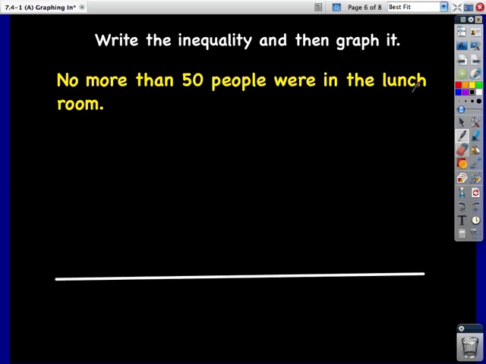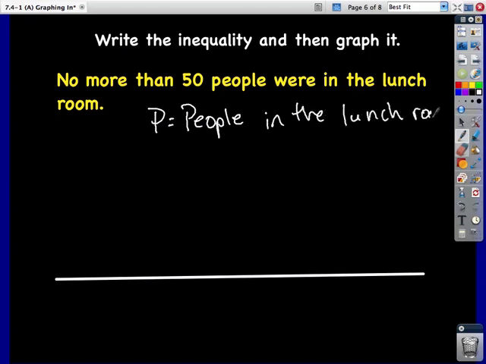Okay, there's going to be a few where you're given a problem in word form. And something like this you might come across. No more than 50 people were in the lunchroom. So what I would first do is I'm going to want you to write the inequality and then graph it. So we have to come up with a variable. I'm going to use the letter P, and I want that to represent people in the lunchroom. And it would be great if you would tell me what the variable represents. Okay?